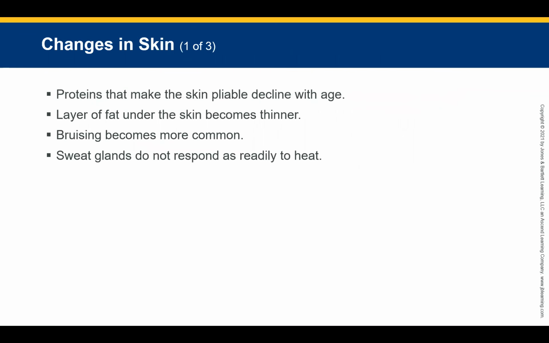All right, so we have changes in the skin. This is where we're talking about potential skin tears. The protein that makes up the skin becomes weaker and declines with age. Bruising becomes more common because the skin can tear a whole lot easier. The layer of fat underneath the skin also becomes thinner because it is redistributed throughout the body. The exocrine or sweat glands do not respond as rapidly to heat because of the atrophy and changes to the tissues of the dermal skin layers.